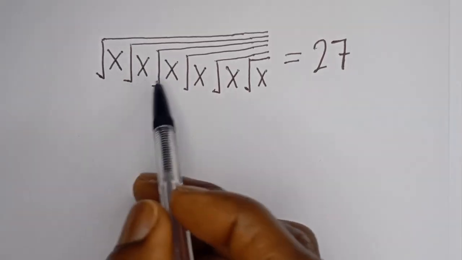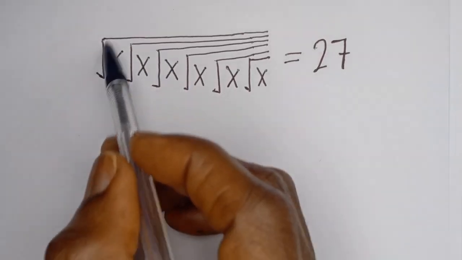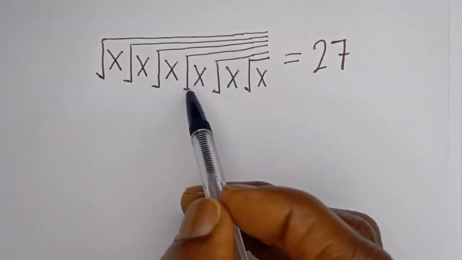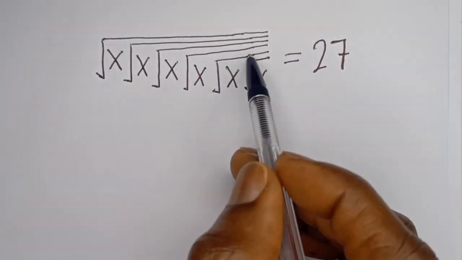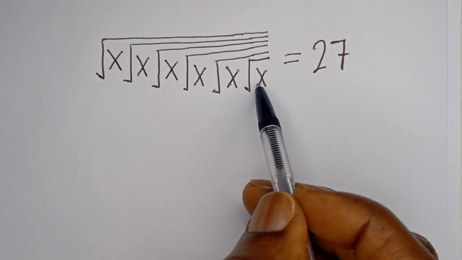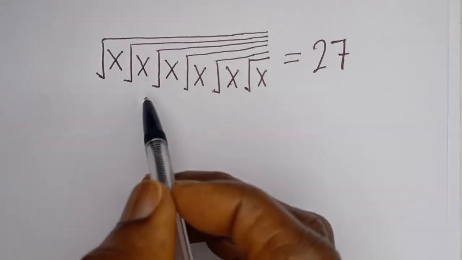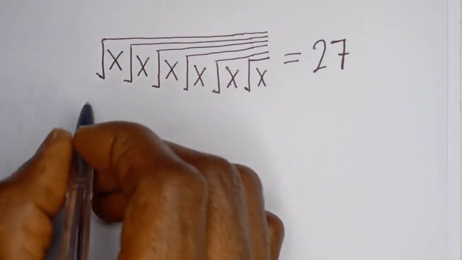Hello, how to solve for s in this equation? Square root of s and square root of s and square root of s and square root of s and square root of s and square root of s is equal to 27. You won't believe what the answer is. Solution.